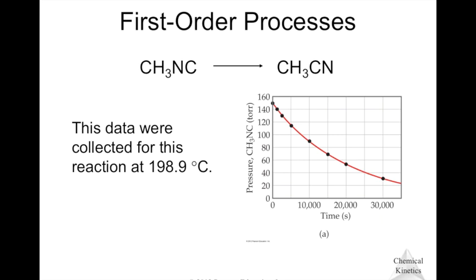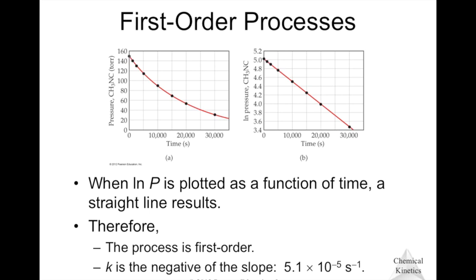If we collect the data for this over time at a certain temperature, this is the line we get, right? So it's clearly not a straight line, and we're not quite sure what order reaction this is. Well, if we were to graph the natural log of the pressure, pressure is just a substitute for concentration, which is fine to do as long as you do all pressure or all concentration, when you plot the natural log of the pressure as a function of time, you get a straight line, right? And that's what we said happens with a first order reaction.